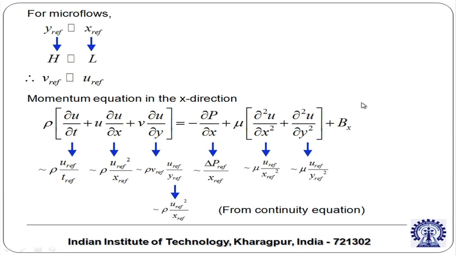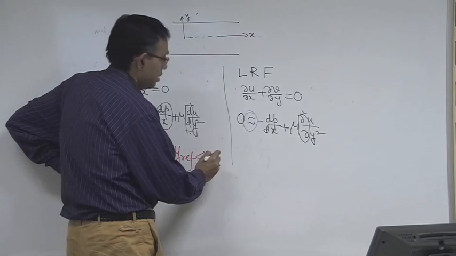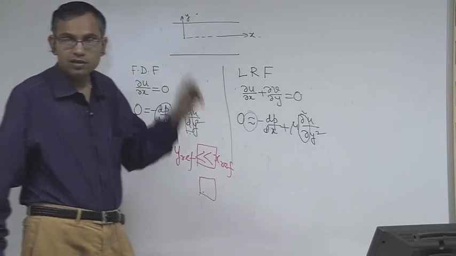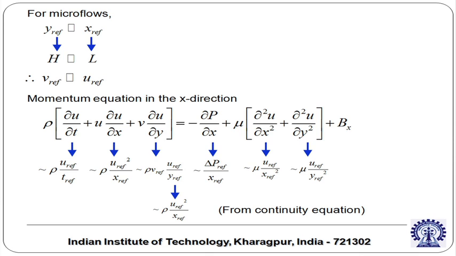Because of some version problem in the computer, what you are seeing here as a square box is basically the order of tilde. That has not come properly in the version of PowerPoint used in this computer. But assume that tilde has come properly. What has not come is much less. So, Y reference is much much less than X reference. This much much less symbol has come as a box in the slides, so just take that as much much less. So, H is much much less than L. So, V reference is much much less as compared to U reference.